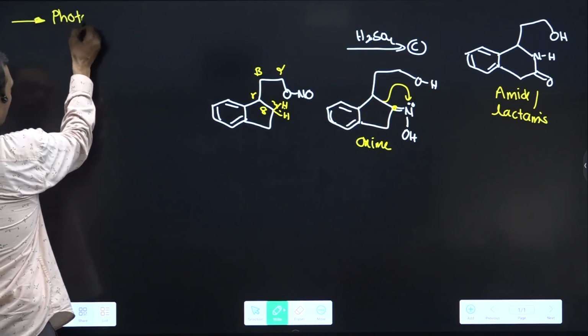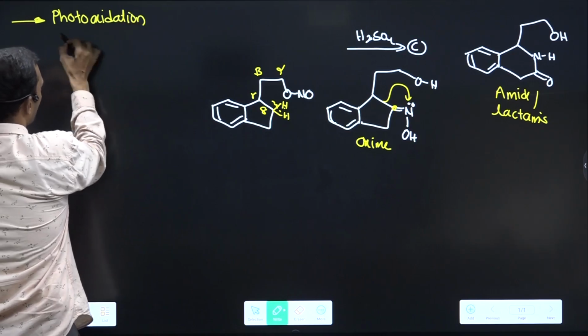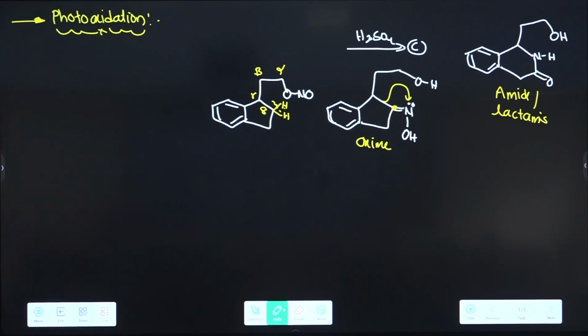So this is the last topic, photo-oxidation or photo-oxygenation. Barton is over. It is the last topic in photochemistry. Photo-oxidation or photo-oxygenation.